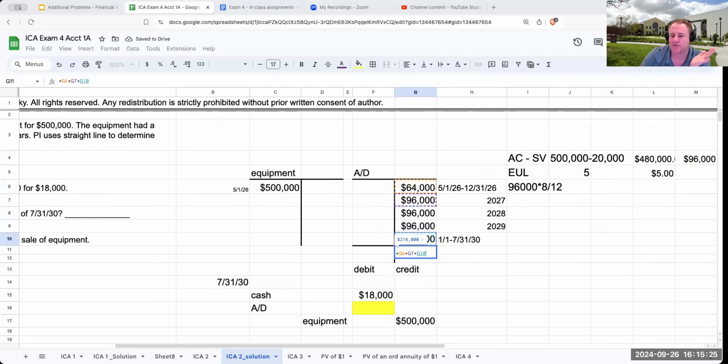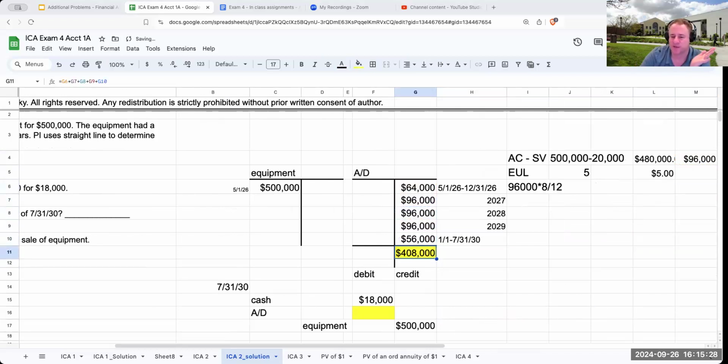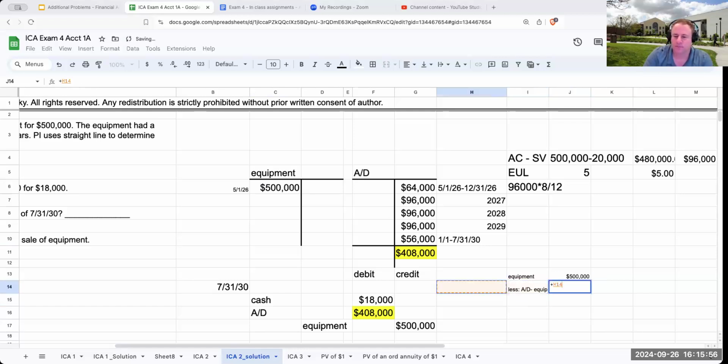So this is going to be 64 plus 96 plus 96 plus 56, or 408,000. That's the total amount of depreciation that I have taken to date. So we come over here and we say, okay, we have 408. Now, if I look at this logically, the net book value of the asset is going to be equipment less the accumulated depreciation on the equipment, or 408.